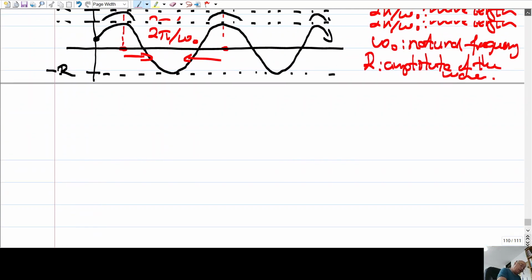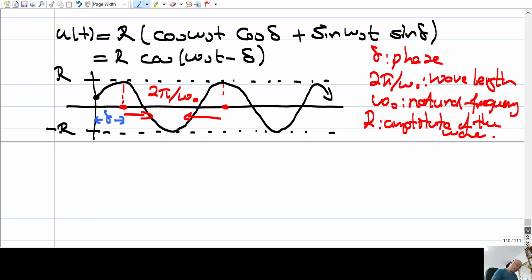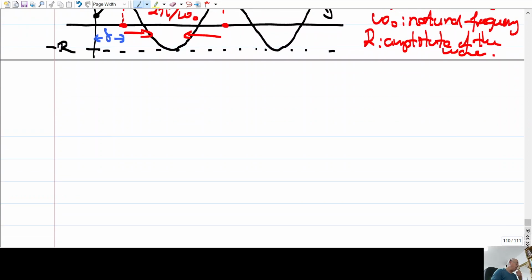And this gamma is called phase. So it is a shift from, so gamma is this, I guess. Yeah. So gamma is this. Gamma is this length. Okay. Phase shift. Okay.